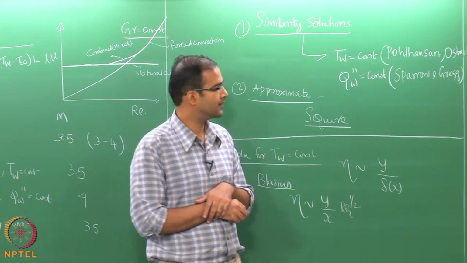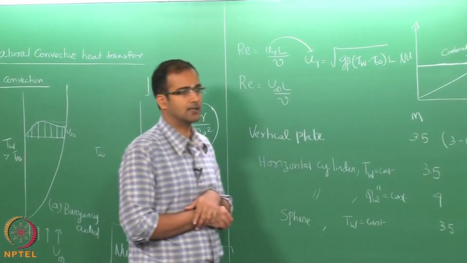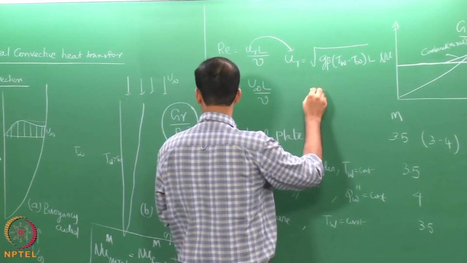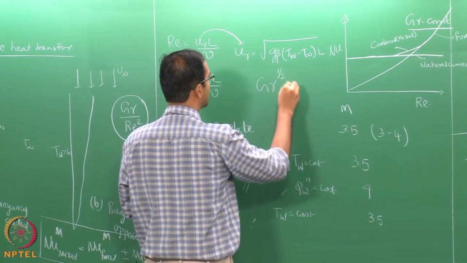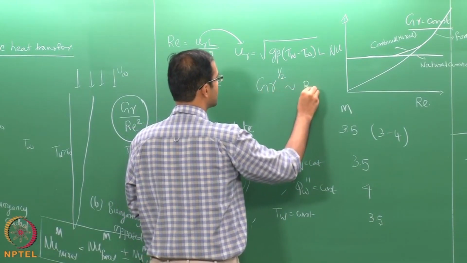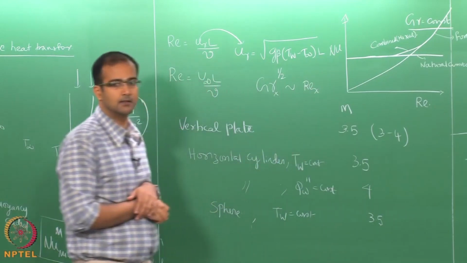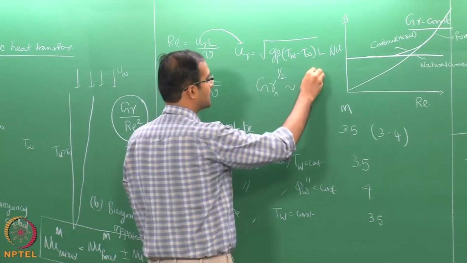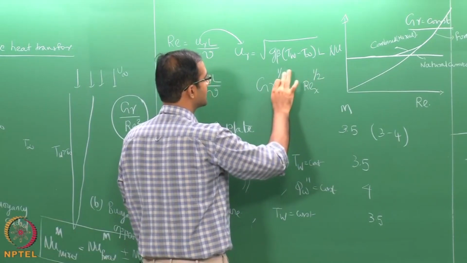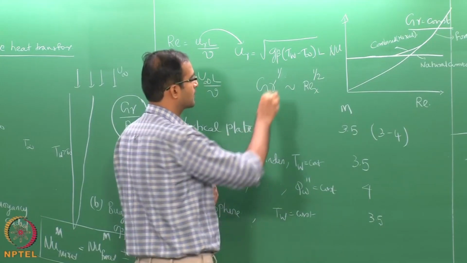Yesterday we have seen the equivalence between the Reynolds and Grashof numbers. According to this non-dimensional number, Grashof number to the power half is of the order of Reynolds number, correct. Therefore, if you want to use Reynolds number to the power half, this will be Grashof number to the power 1/4.